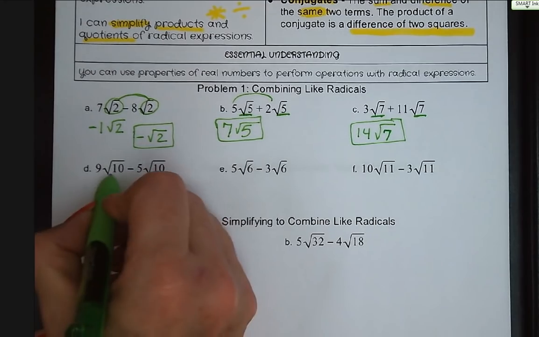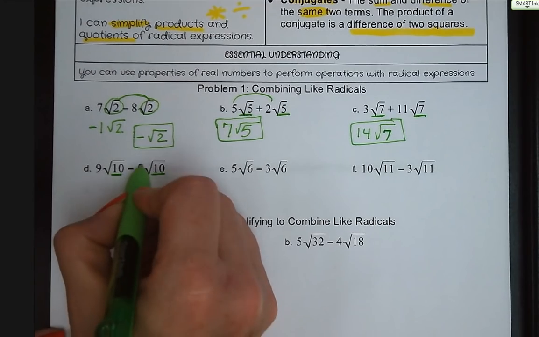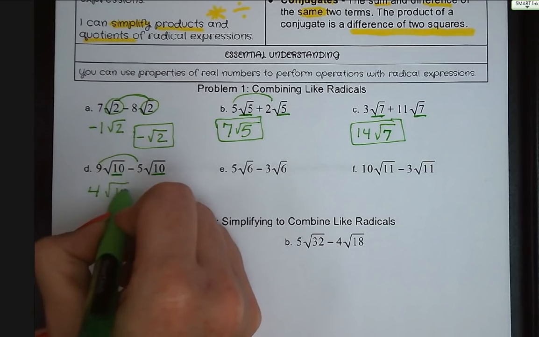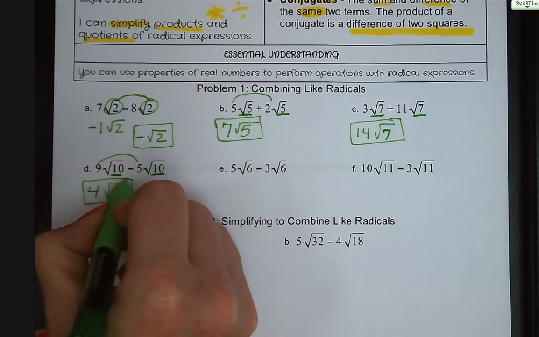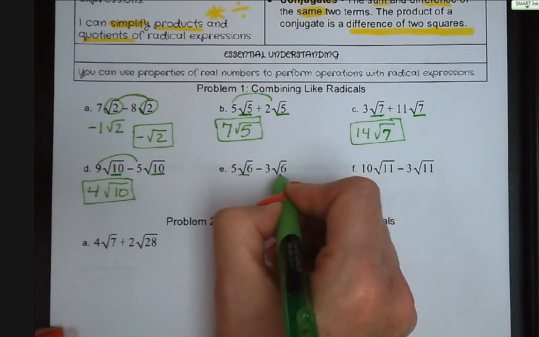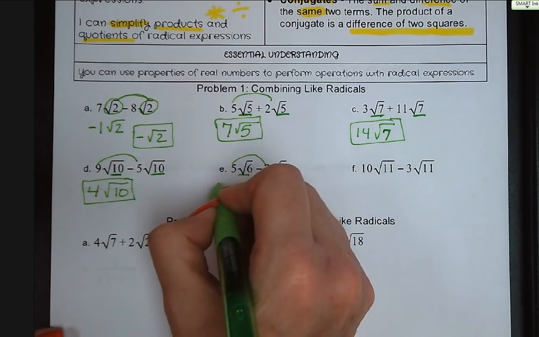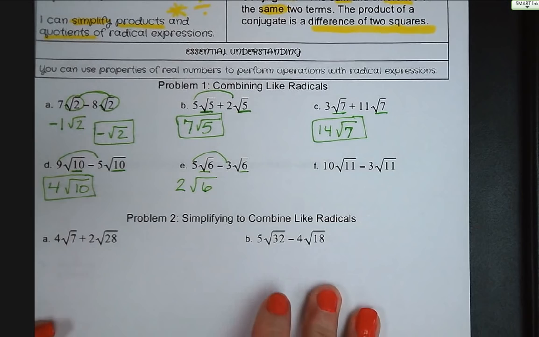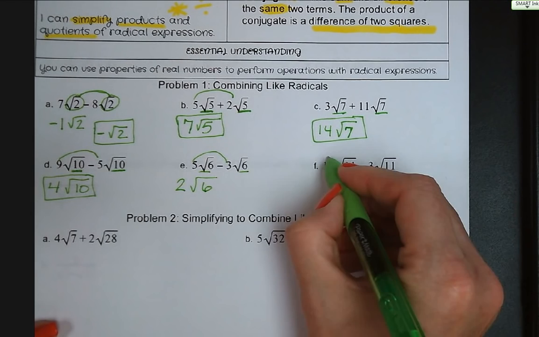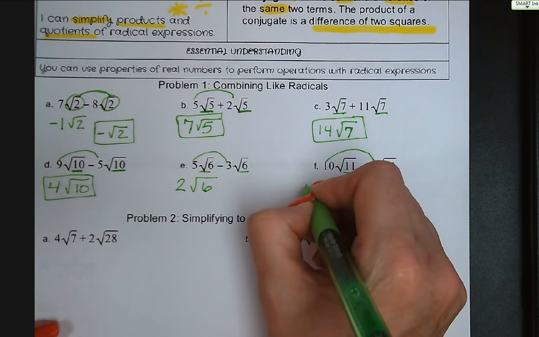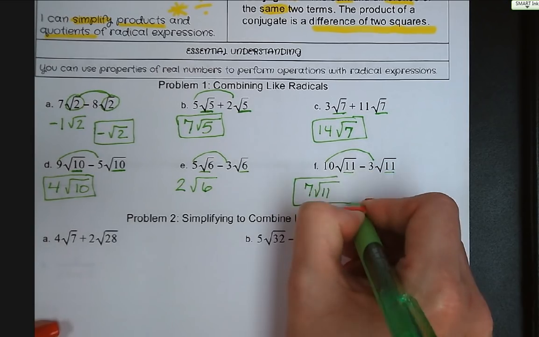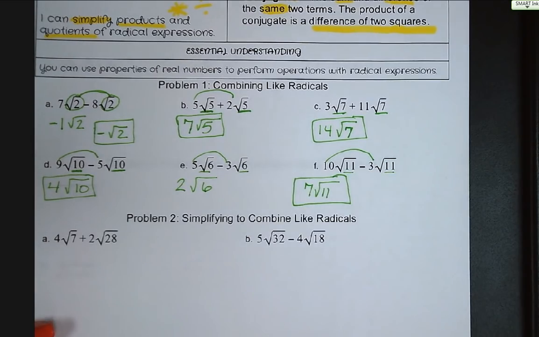So letter D, we have square root of 10, square root of 10. So we just do 9 minus 5. And that gives us 4 square root of 10. Letter E, square root of 6 in both terms. So it's 5 minus 3, which is 2, square root of 6. Letter F, square root of 11 in both terms. 10 minus 3 is 7, square root of 11. Pretty simple, pretty straightforward, right?